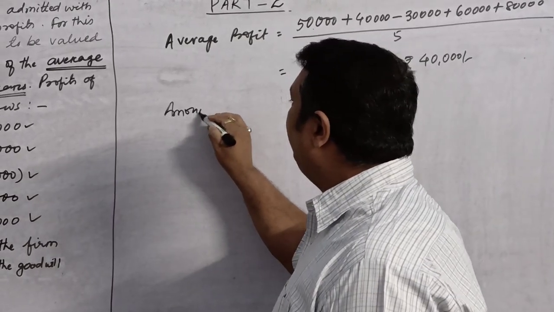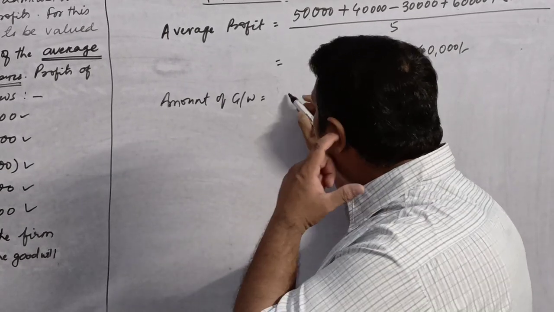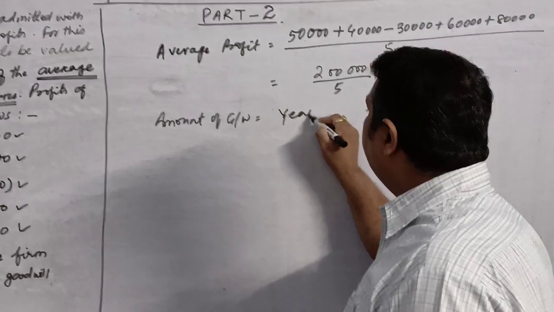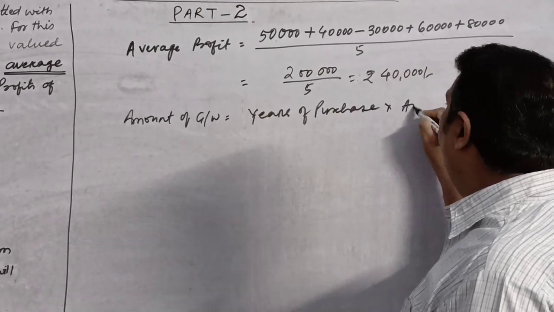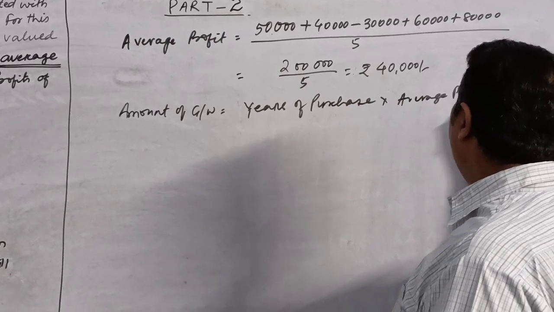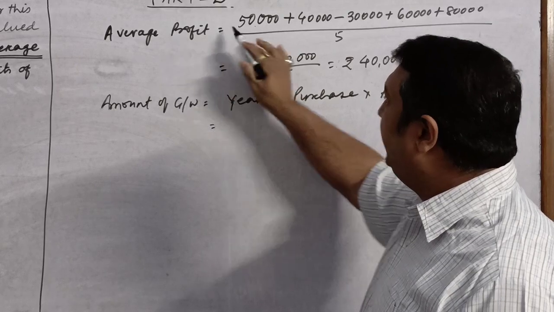Second step is to find out the amount of goodwill. Amount of goodwill will be years of purchase into average profit. Writing the formula is very much needed, and you are supposed to write the formula even for the average profit.